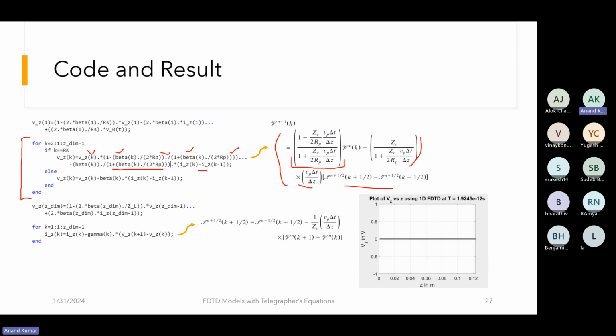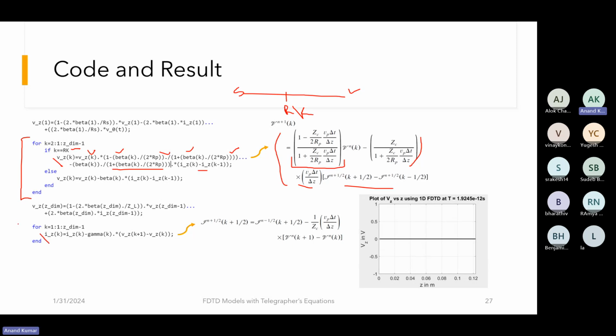So the resistor has been included at the position RK. So if this is your simulation space, you have your source over here, you have your load over here. We will include the resistor at location RK. If you have the resistor at location RK, we have modified the voltage update equation to this expression over here. And since the current update equation was not modified, this remains the same.